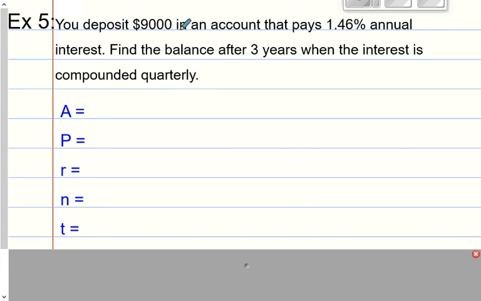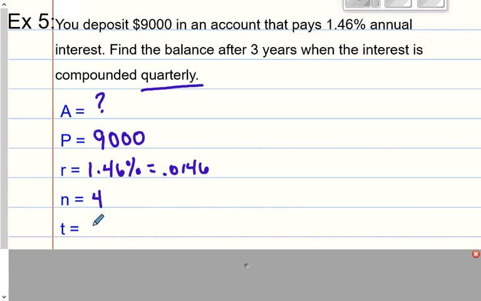All right, so it says you deposit $9,000 in an account that pays 1.46% annual interest. Find the balance after 3 years when the interest is compounded quarterly. So A is what we're trying to find. We deposit $9,000, so that is our P for principal. R is our rate, which is 1.46%. As a decimal, that's going to be 0.0146. N is going to be 4 because it's compounded quarterly, so it's compounded 4 times. And T is our year, so that's going to be 3.